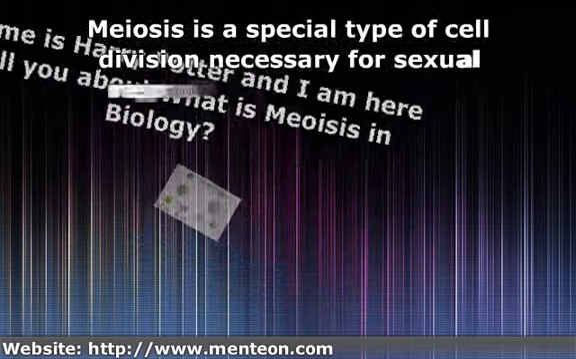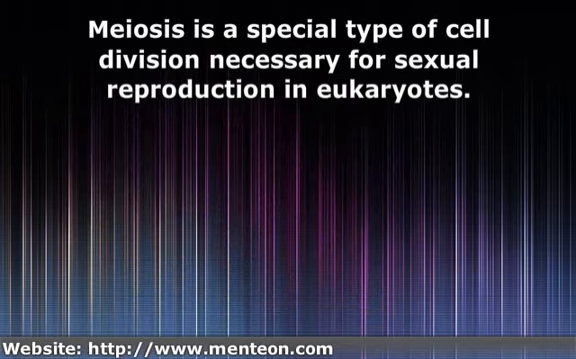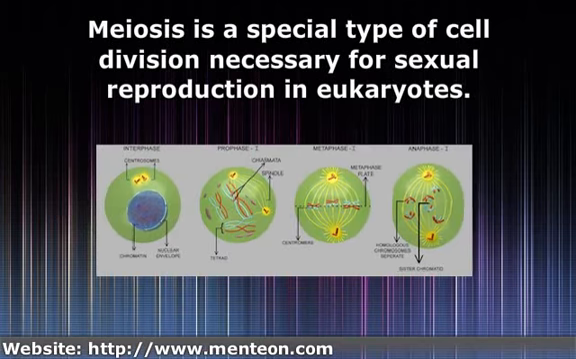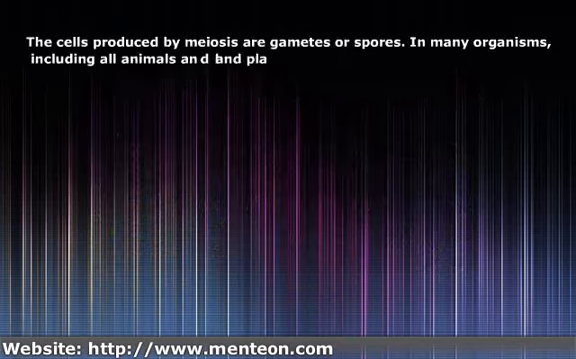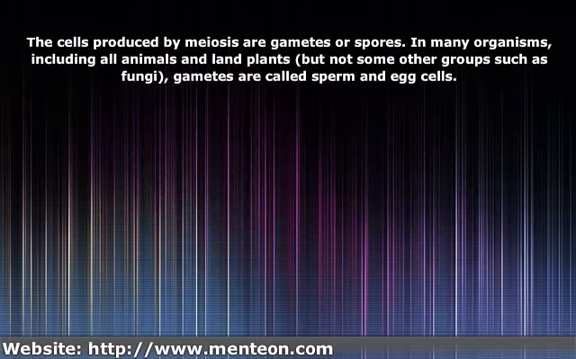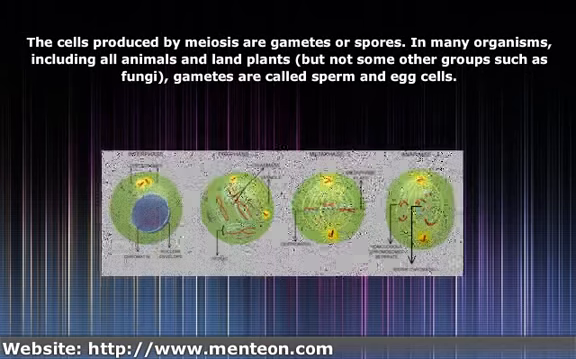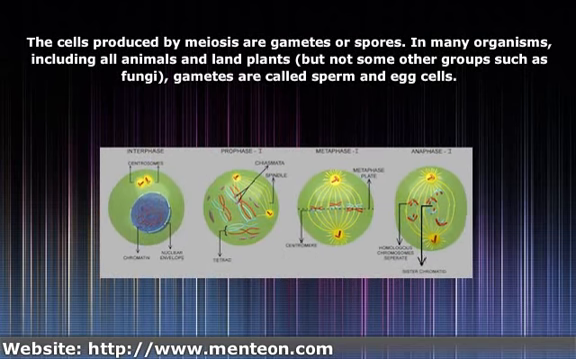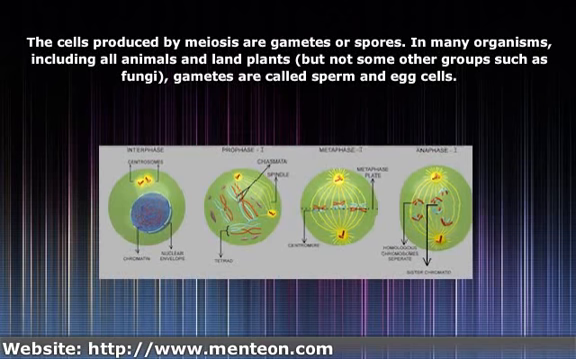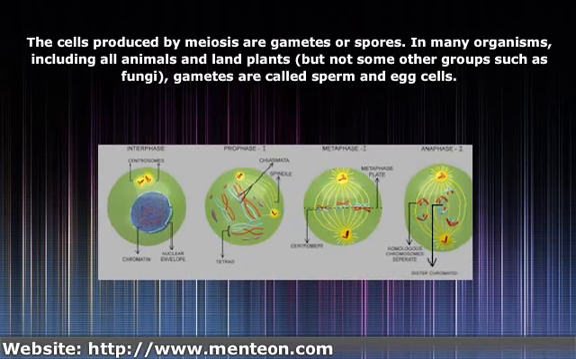Meiosis is a special type of cell division necessary for sexual reproduction in eukaryotes. The cells produced by meiosis are gametes or spores in many organisms, including all animals and land plants, but not some other groups such as fungi. Gametes are called sperm and egg cells.